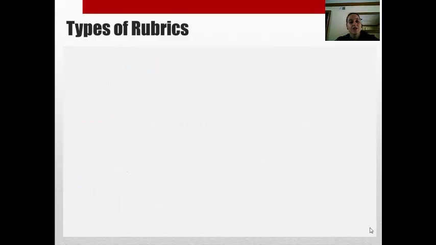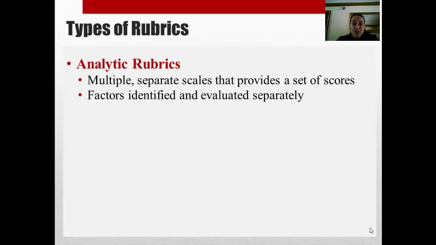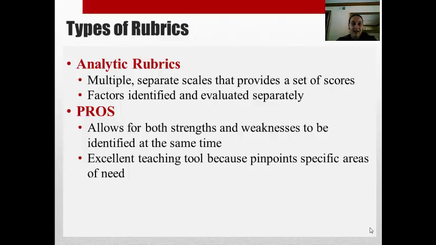Okay, so this is different to analytical rubrics, which are excellent tools for teaching as well as for assessment. It consists of multiple separate scales and therefore provides a set of scores rather than just one score. Okay, and those multiple scales enable students to pinpoint their strengths and weaknesses in terms of what they can do, what they can't do, because it's broken up.